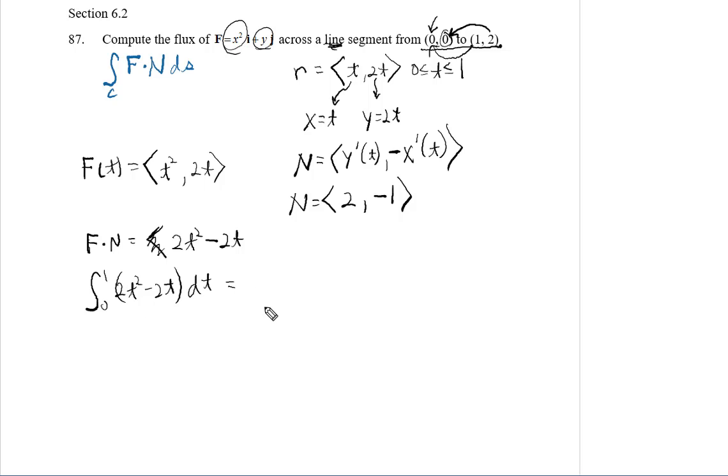Now that's easy enough to do by hand. That's 2t cubed over 3 minus 2t squared over 2, which is just t squared, which is 2/3 minus 1 minus 0, which comes out to be negative 1/3.